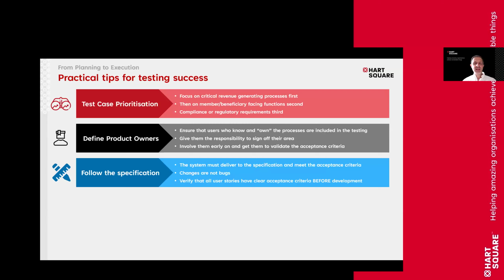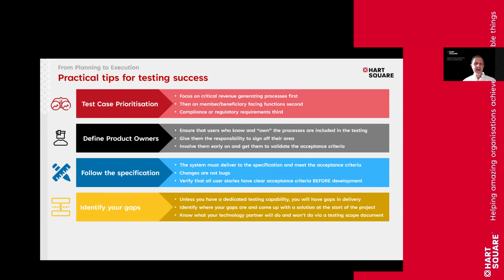Verify that all user stories have clear acceptance criteria before development. So don't look at the acceptance criteria before you start UAT. That's too late. Do the acceptance criteria validation before or at the start of the development process. Identifying gaps. You are going to have gaps. There is just no way that you've got all these bases covered. So start by identifying gaps.